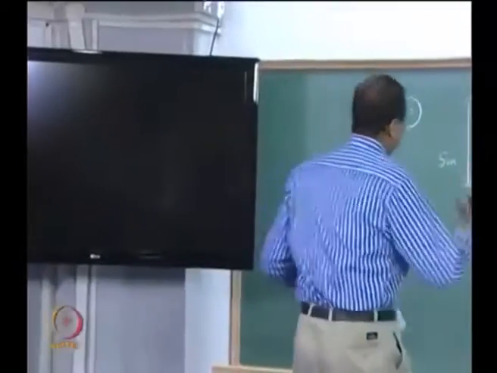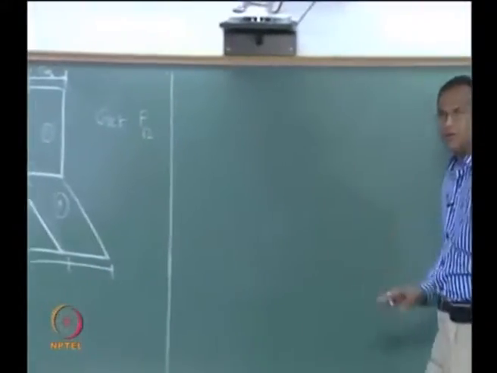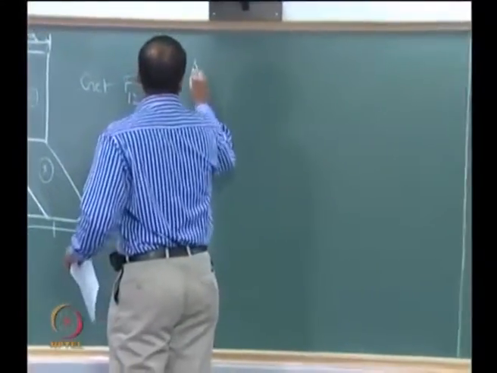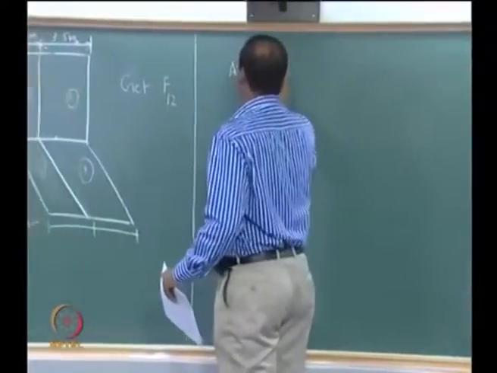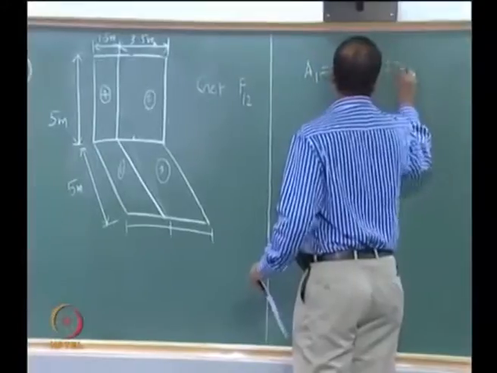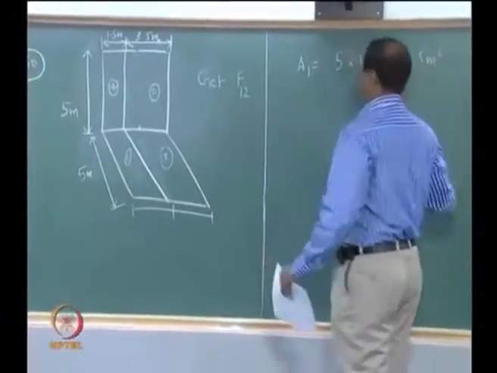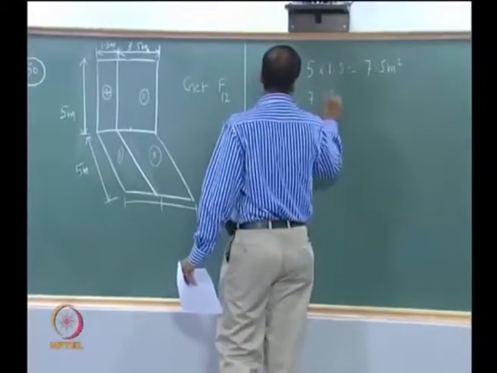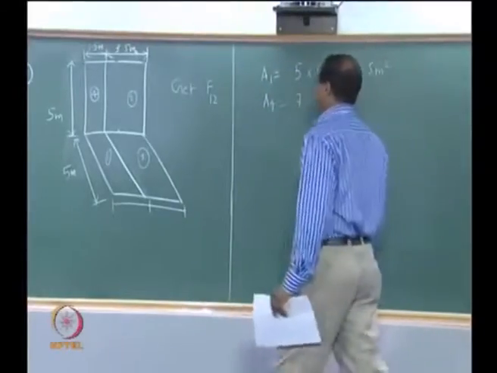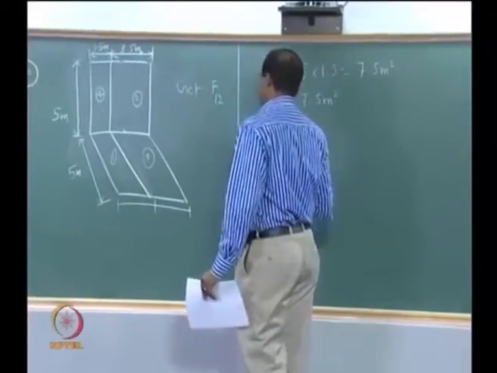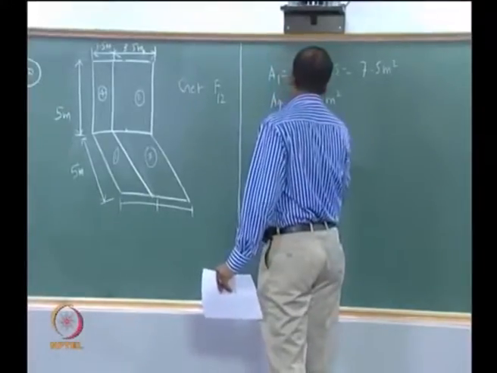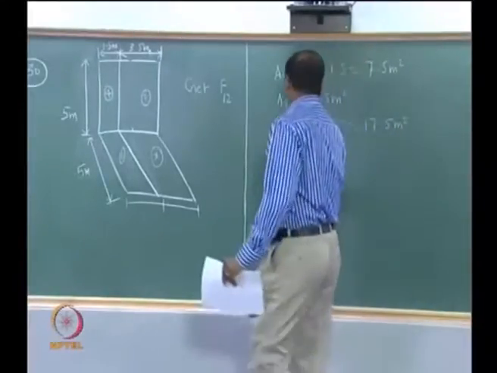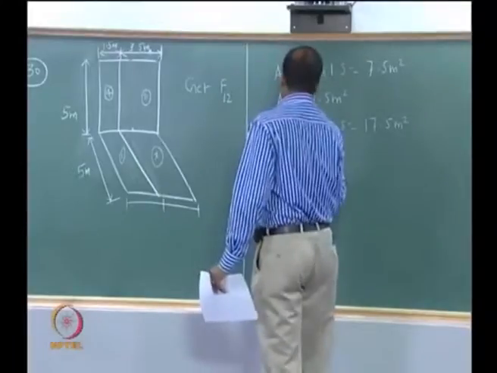Okay. So I will start in parallel. Please don't look at the board. You keep doing, and then we will see whether we get convergence. So A1 is 7.5 meter square, A4 is also equal to 7.5 meter square, A3 equal to, A4 is also equal to 17.